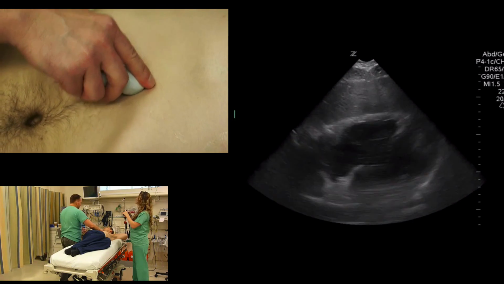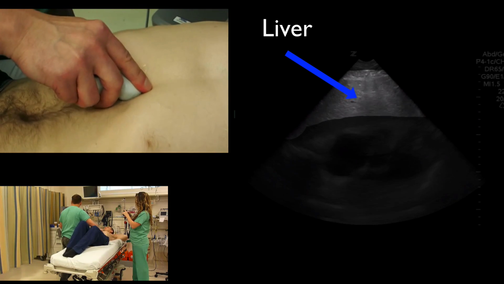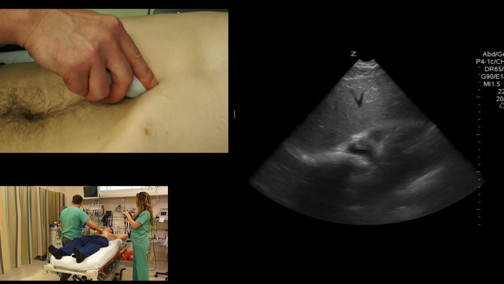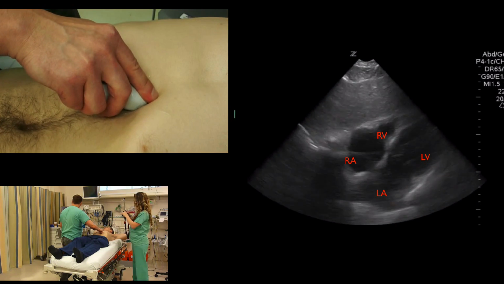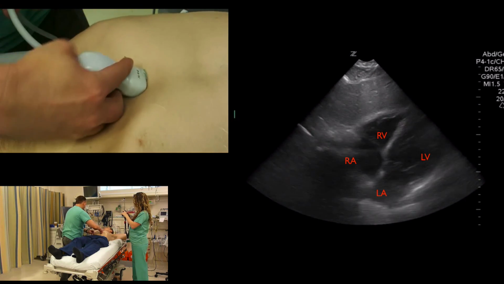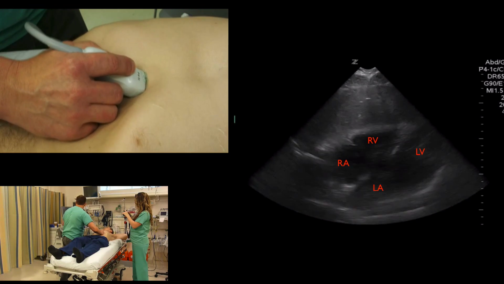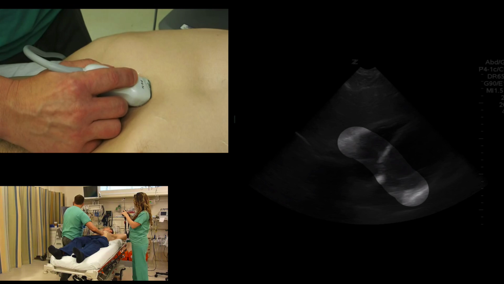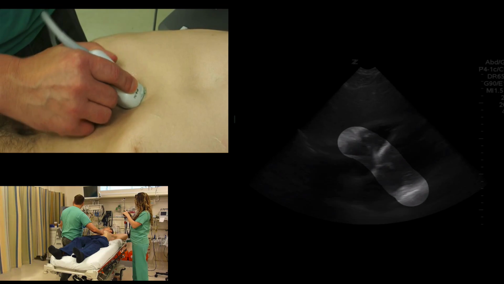In this view, you'll see the liver at the top of the screen, which is anterior in the patient. And just below that, you'll get a nice 4-chamber view of the heart. Most anterior is the right ventricle, followed by the left ventricle, and then the right atrium is also anterior, followed by the left atrium. You should also appreciate the mitral valve and the tricuspid valve in this view.